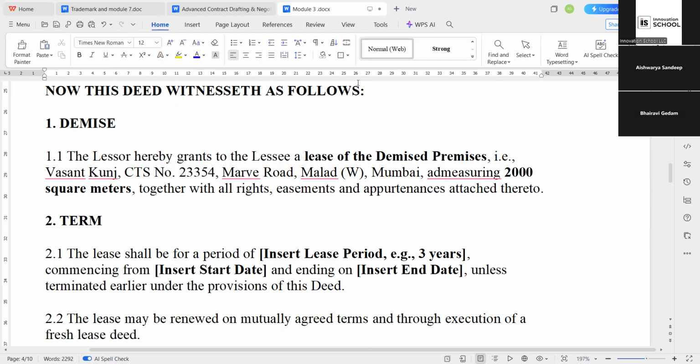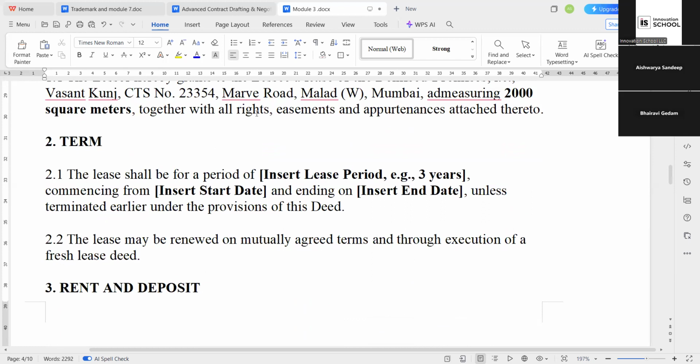Now, here you have given the details, that is what exactly is the property that you are giving on rent. Okay, so here there is a transfer of rights also. You're giving your physical possession, then you're giving easement rights. I can use the property, I can use the other details, etc. And the appurtenances attached there. That means if there are any fans, tubes, any interior work done, etc.